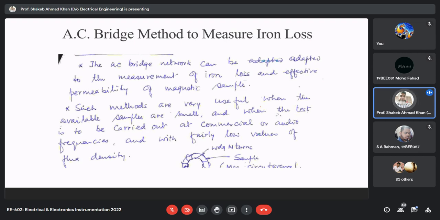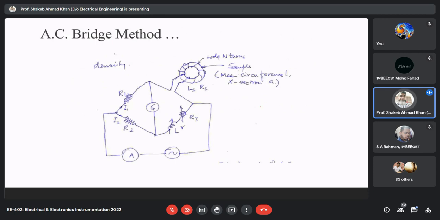For insulation testing and tan delta, we find the inductance of the steel sheet and then its reactance, and by that we can find out whether it is having any defect in it or not. So bridge circuits are used for many applications. Then another application here you can see is that you can measure iron loss also, and it is very interesting.